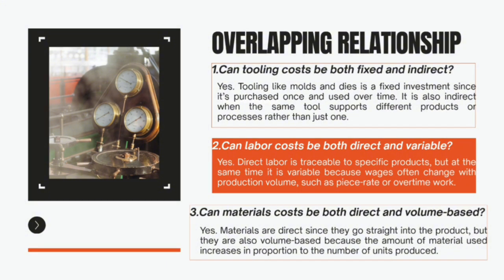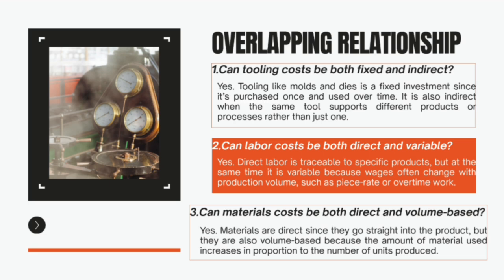First question: can tooling costs be both fixed and indirect? Yes. Tooling like molds and dies is a fixed investment used over time, and it's indirect when the same tool supports different products or processes. Second question: can labor costs be both direct and variable? Yes. Direct labor is traceable to specific products, and it's variable because wages change with production volume.